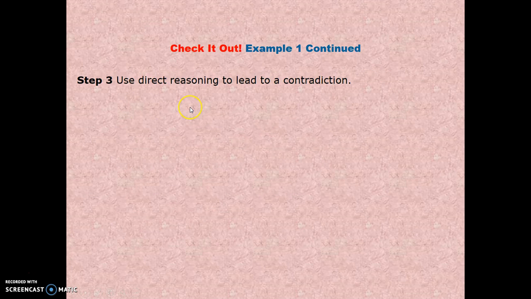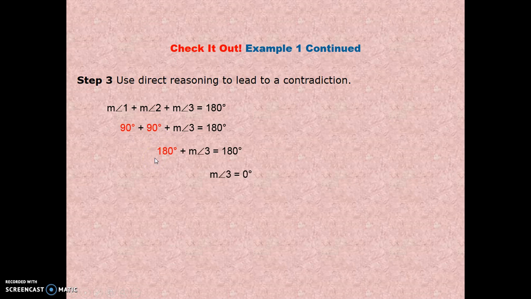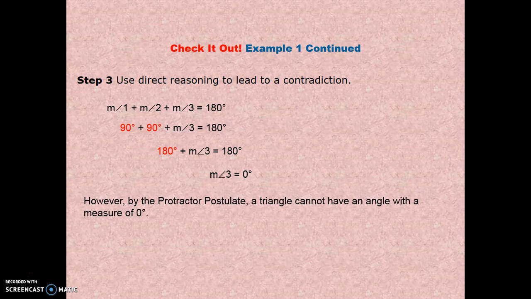Alright, so use direct reasoning to lead to a contradiction, like I said. Well, our three angle measurements, 90, 90, sorry, two 90s. That's a 180. What does that leave for your last angle? Measure of angle 3. 0 degrees? What? That cannot be true. So by the protractor postulate, a triangle cannot have an angle with a measure of 0 degrees.